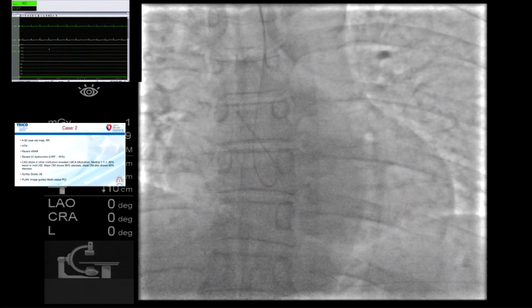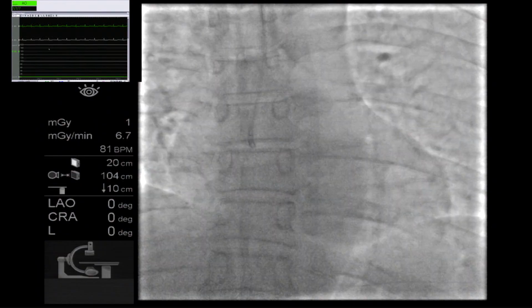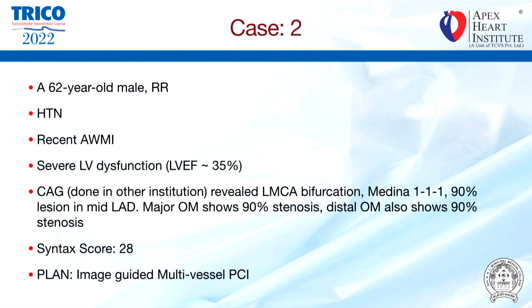The next case is a 62-year-old male with a history of hypertension, recent anterior wall MI and severe LV dysfunction. LV ejection fraction is 35%. Angio done at another institute revealed left main bifurcation, Medina 111 with 90% lesion in mid LAD. Major OM shows 90% stenosis and distal OM2 also shows a 90% stenosis. The SYNTAX score is 28 and today's plan is image-guided multivessel PCI.